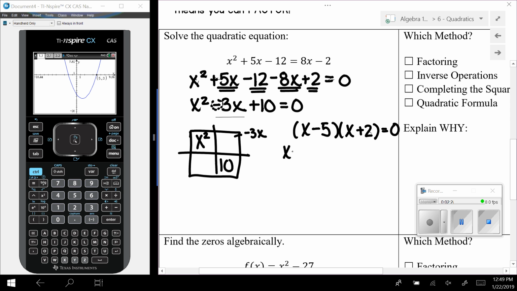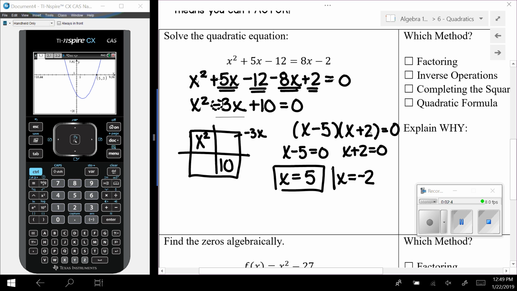Once I have this in factored form, I get to set each factor equal to 0, and that is so much fun. Then when I solve for x, I've got x is equal to 5 and x is equal to negative 2. I will check to make sure I'm correct, and yes, look here, an x-intercept is 5. And if I check the other one, 1, 2, that x-intercept is negative 2. I'm so proud of myself, I'm going to put a smiley heart star on that question.